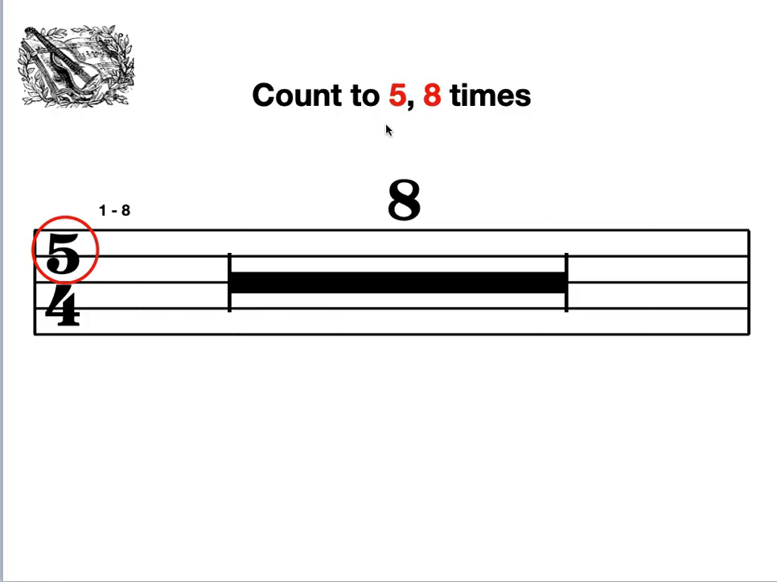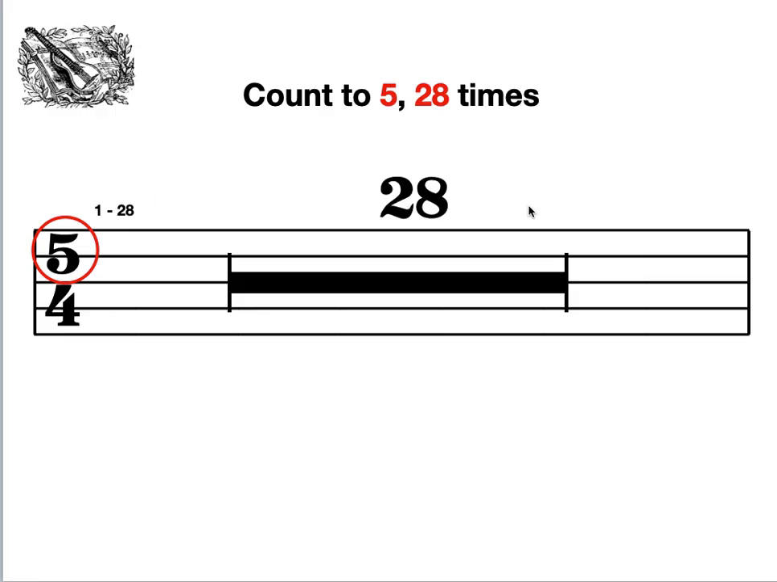5 beats in a measure, count to 5 8 times. If we have 5 beats in a measure and we have 28 over the multi-rest, you're going to count to 5 28 times. And you're going to count at the tempo that the music's going. So you don't count 1, 2, 3, 4, 5, 1, 2, 3, 4, 5 too fast. You have to count at the speed at which the conductor's conducting. So it would be 1, 2, 3, 4, 5, 2, 2, 3, 4, 5, 3, 2, 3, 4, 5, or whatever the tempo is.